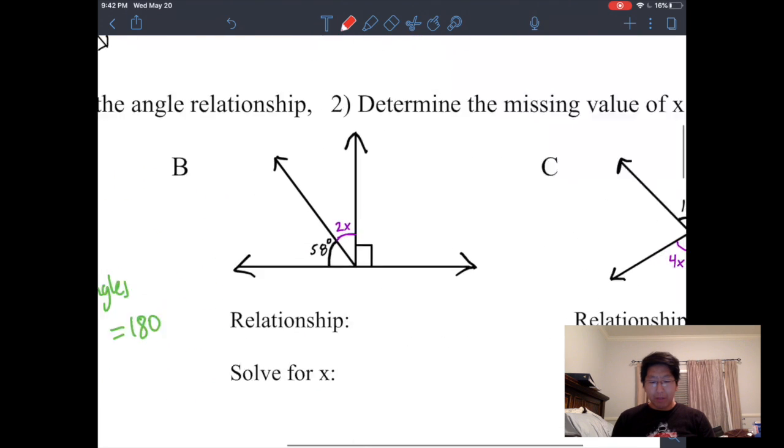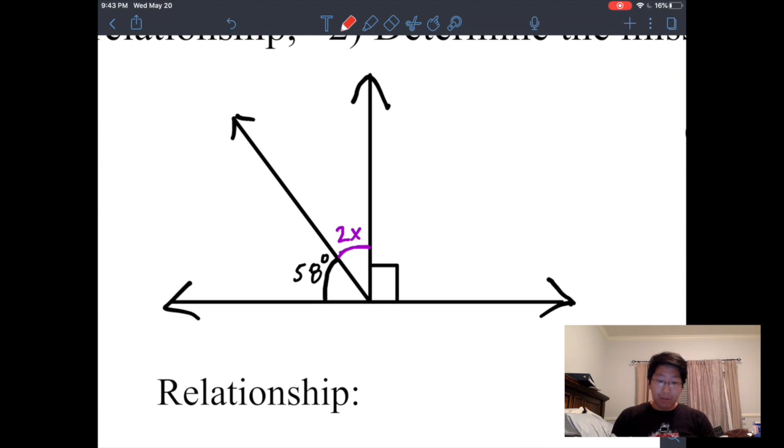This next one, you can see that they create a straight line. So we can be thinking supplementary. But one thing I want you to notice is right here. What do you see? You probably see a corner, this 90-degree angle. So that means that this is 90, but that means that the remaining part, this right here, also has to equal 90 degrees. So we could say that the relationship between 2x and 58 is complementary. They create a 90-degree angle.